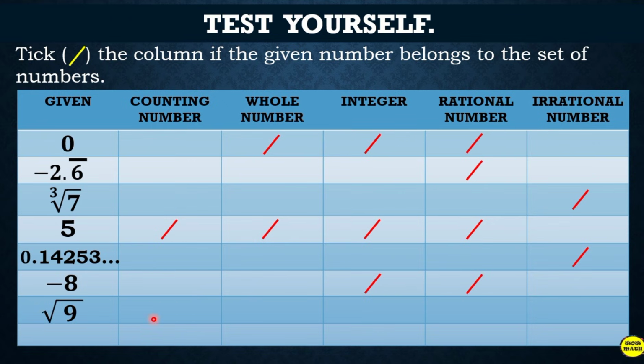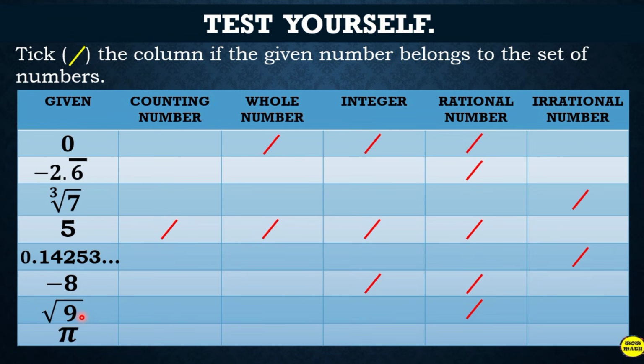Next, I have square root of 9. Okay. If we will be getting the root or the square root of 9, that is equal to 3. And 3 is a rational number. Okay? So, square root of 9 is a rational number kasi yung square root ng 9 can be expressed in the form of a over b. Okay? So, square root of 9 is a rational number because its root can be expressed in a over b.